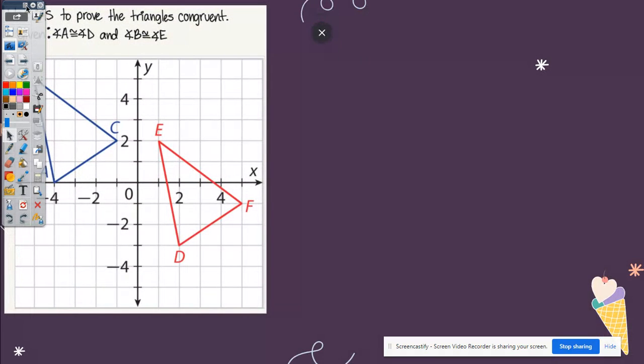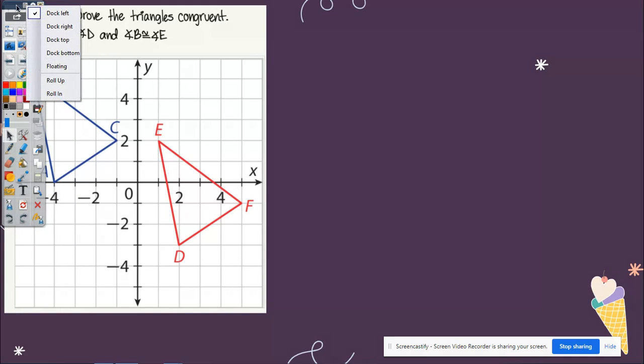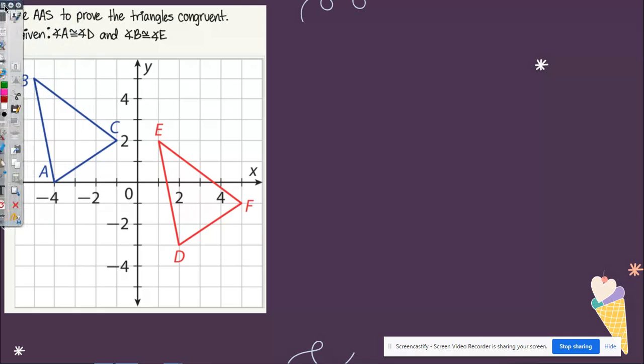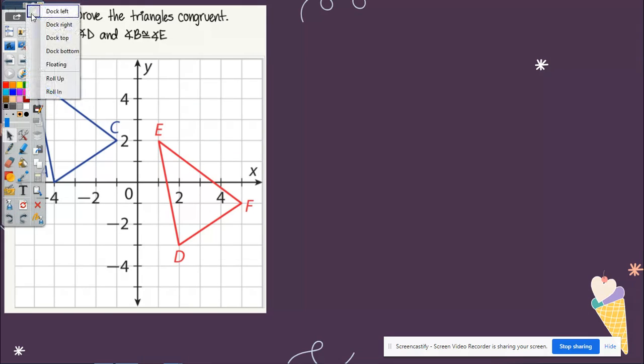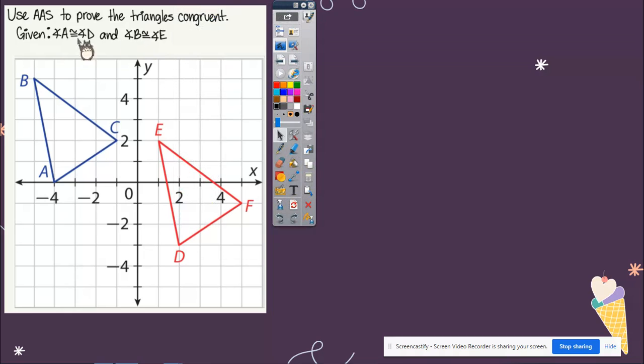All right, so now we have actually a very long question here. Oh, sorry. Let's see if I can move this. No, I cannot. All right, so let's move it here. So we say the directions are use angle angle side to prove the triangles are congruent, given that angle A is congruent to angle D. So I'm actually going to pause there and put that information in.